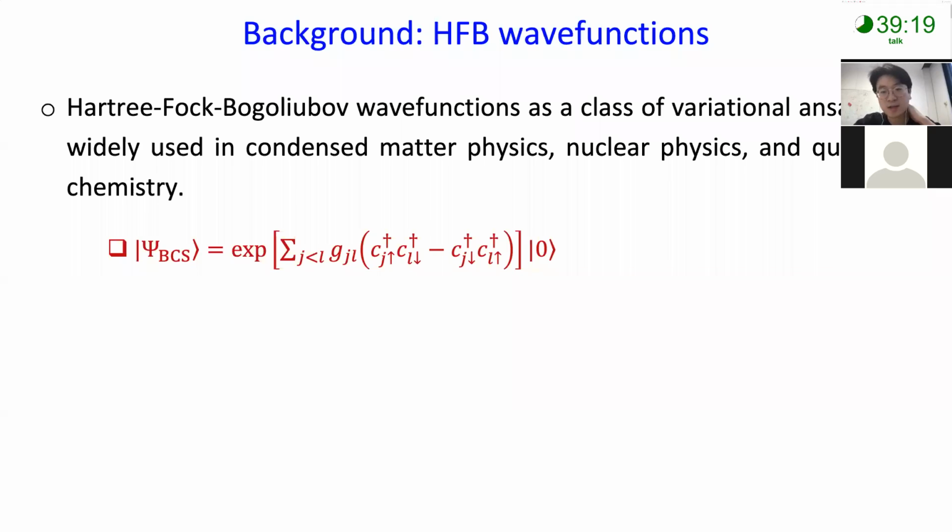Okay, so I think in this audience, I don't have to say too many words about tensor networks. So I would like to have a very brief introduction to the Hartree-Fock-Bogoliubov wave functions, which are widely used as variational ansatz in many fields like condensed matter physics, nuclear physics, and quantum chemistry. The most general case of the Bogoliubov wave function, I guess, is the BCS wave function, with all spin-up and spin-down fermions paired up in a singlet. This wave function has been used to describe the conventional superconductor.